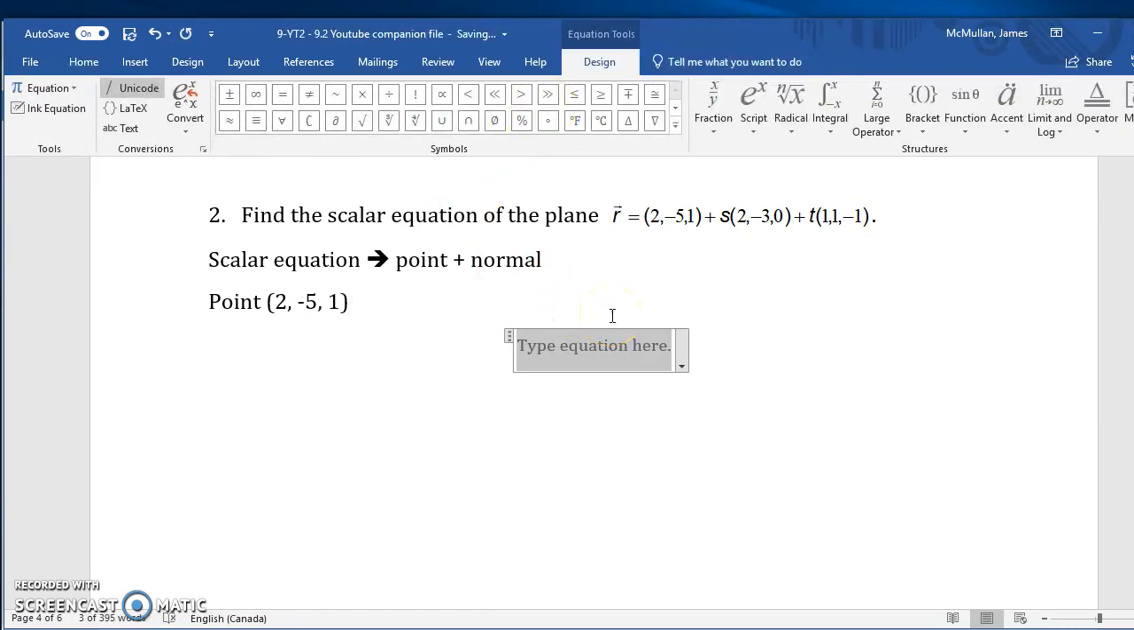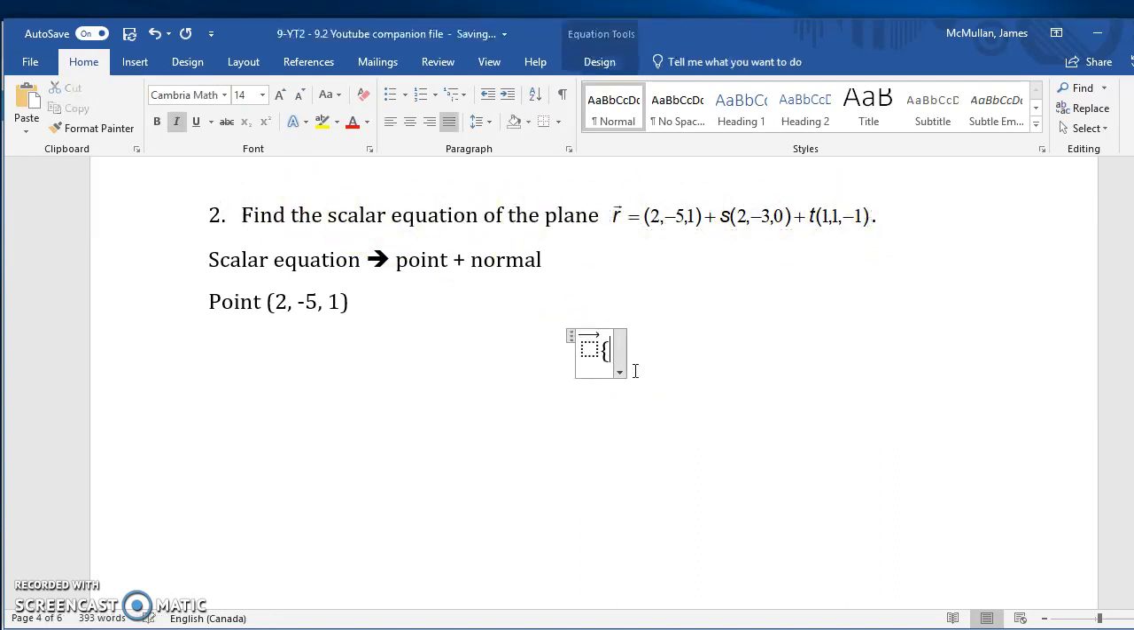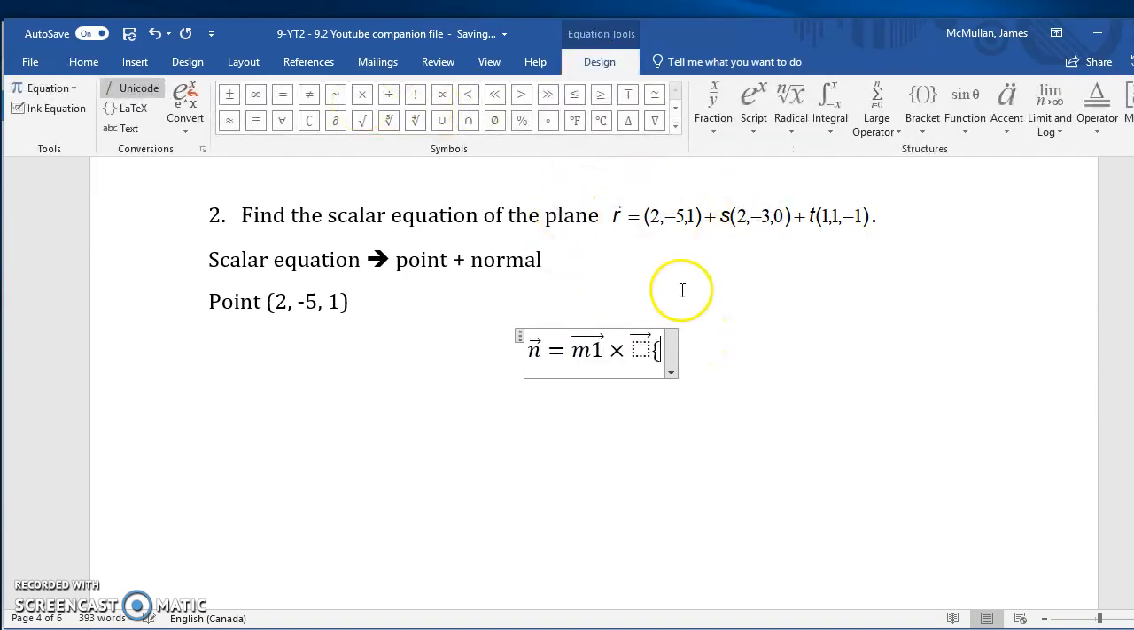Recall though that a normal is perpendicular to every vector on the plane. So think about that for a second. If these two vectors here, 2, negative 3, 0, and 1, 1, negative 1, are vectors on the plane, and they have to be because they're the vectors defining this plane, then the normal would be equal to the direction vector, let's call it M1 so that we don't mix this up, M1 crossed with M2.